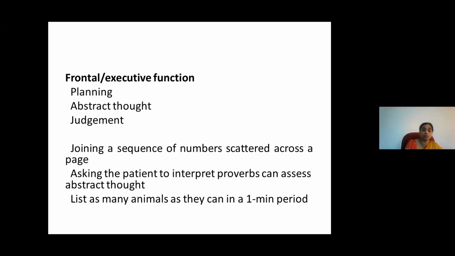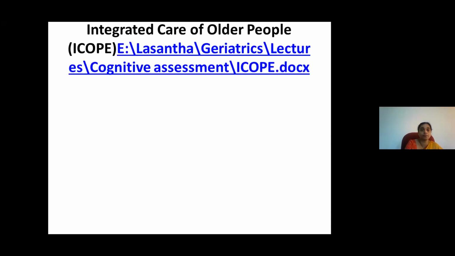And frontal executive function, planning, abstract thought, and judgment, we assess in different ways. I just want to say that we also need to use these things to assess isolated areas of cognition. So asking the patient to interpret a proverb can assess abstract thought. In our clinic we use that. We just ask a proverb and ask them to interpret it.